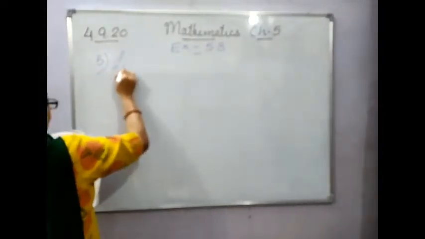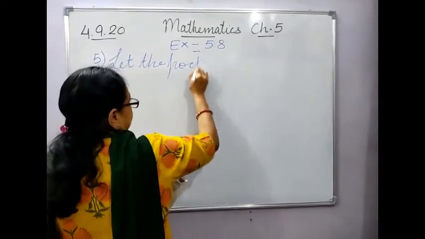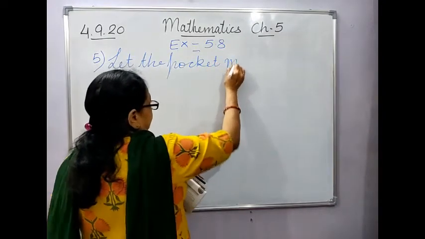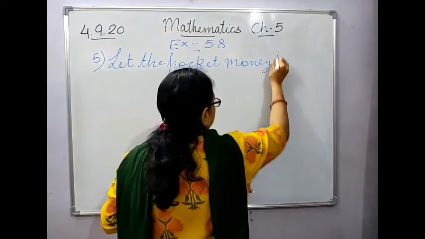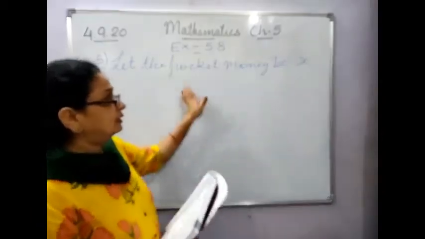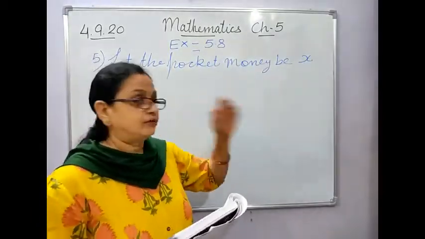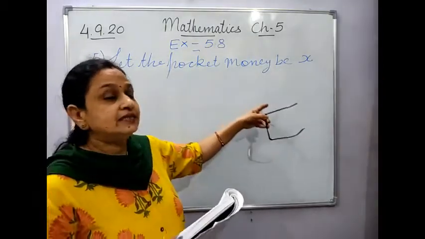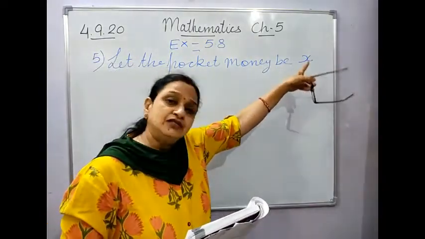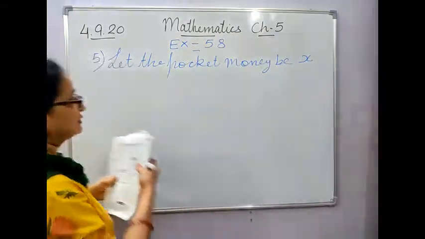Let the pocket money be X. See why we have done that? You have not done this type of sum anywhere, but sooner or later you have to learn it. When you do not know the main thing, then we assume it as x. Okay, and this is 1/6.